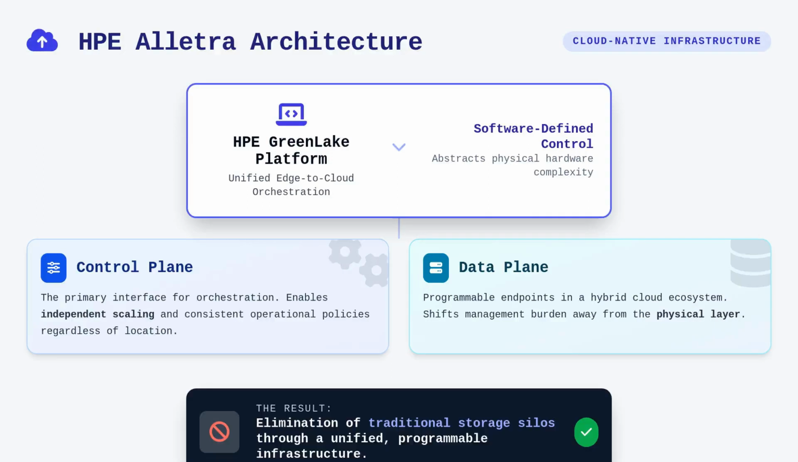This abstraction is critical because it allows enterprises to enforce consistent operational policies regardless of the physical location of the data.